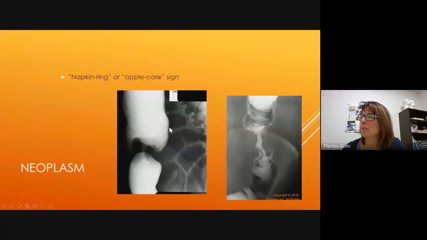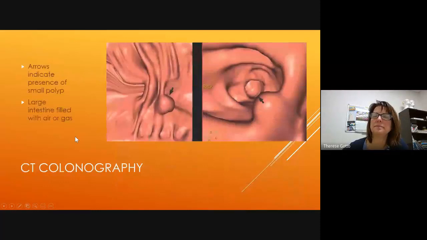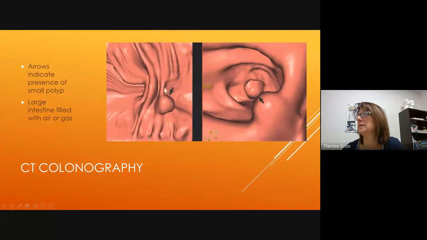Okay, this is your apple core sign, radiographically. This is showing presence of a little polyp here. And this is CT imaging. This is the mapping of the colon after the CT has been taken, and certain software go in and map out all of those areas of the lumen for the radiologist. So it portrays 3D imaging, and graphically it portrays all the folds in the colon.